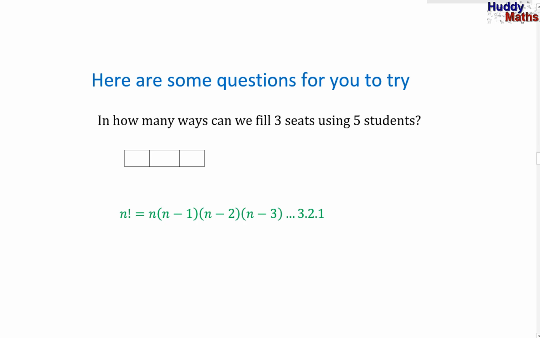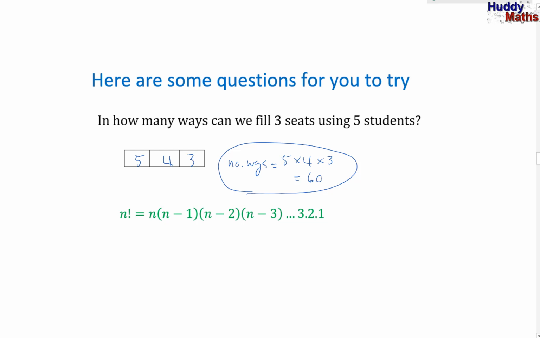Here are some questions for you to try. In how many ways can we fill 3 seats using 5 students? Pause the presentation and have a go. All right, let's have a look now. Got 5 students, 1 is seated, you've got 4 left, then 3 in the final position. So you're not using all of them. So it's 5 by 4 by 3, which is 60 different ways. I should put number of ways. Keep our mathematics orderly. 5 by 4 by 3 is 60 ways.